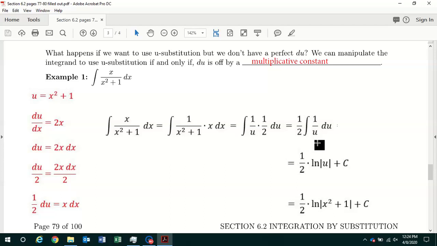Well, the antiderivative of 1 over u with respect to u, you know, is the natural log of the absolute value of u. And so our antiderivative of 1 over u times 1/2 du with respect to u is equal to 1/2 times the natural log of the absolute value of u plus c. But we need our antiderivative in terms of the variable x. And so the last step is we replace u with what it's equal to, and u is equal to x squared plus 1. So we do the reverse substitution, put in x squared plus 1 for u, and we have 1/2 times the natural log of the absolute value of x squared plus 1 plus the arbitrary constant c. So this right here is the antiderivative of our original function with respect to x.